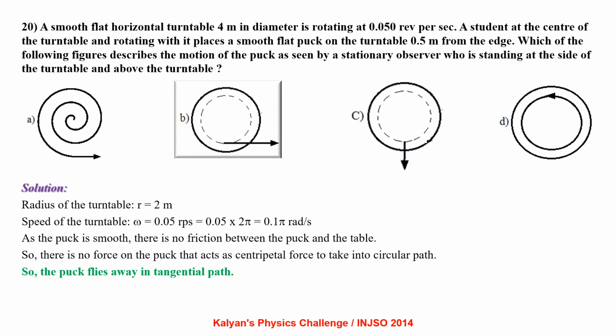Radius of the turntable is 2 meter. Speed of the turntable, omega equals 0.05 rps, that is 0.1 pi radian per second. As the puck is smooth, there is no friction between the puck and the table, so there is no force on the puck that acts as centripetal force to take it into a circular path. So the puck flies away in a tangential path. So the correct option is B.